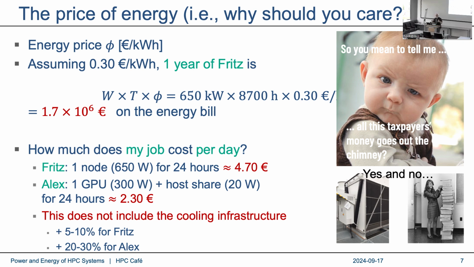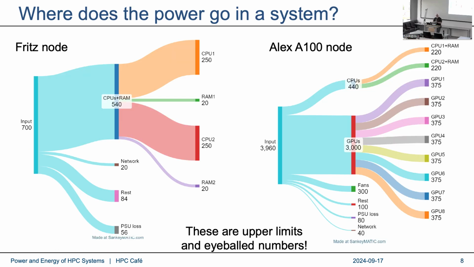Because if you want to do something about the energy consumption, you need to know where all this energy is burned. So I've made these pretty diagrams. I was told these are called Sankey graphs, and there's a free tool you can use to do them. On the left, we see the composition of the power consumption of a Fritz node. I'm assuming 700 watts of power.